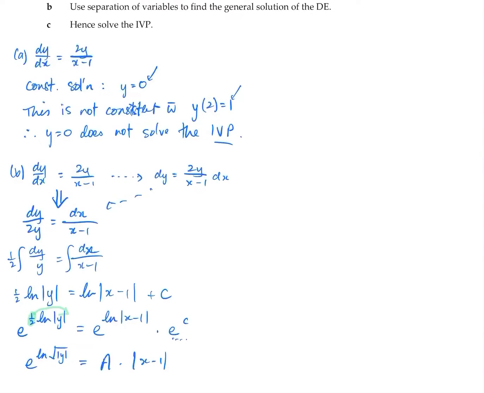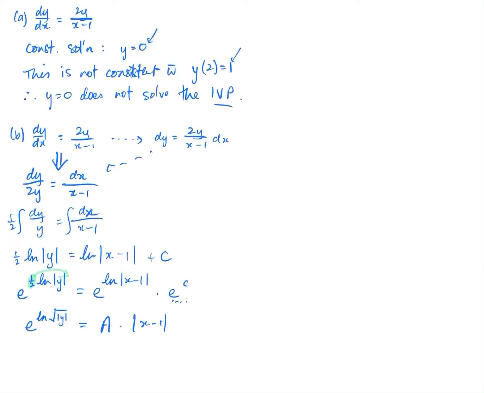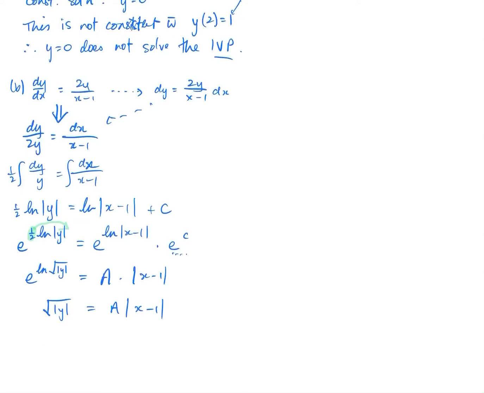Now, what is e to the log y? Well, of course, the cancellation happens there, and so we have the square root of absolute value y equals A times x minus 1. Okay, and we can square both sides, and that'll make the absolute values go away. So we'll get y equals A times x minus 1 squared. Right. Now, I'm open to having it pointed out to me that there was an easier way to do some of that, because that felt a little complicated.